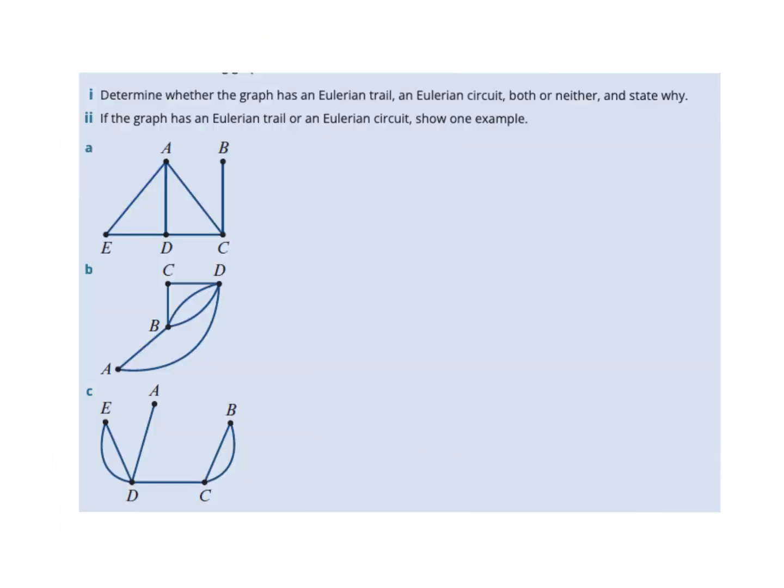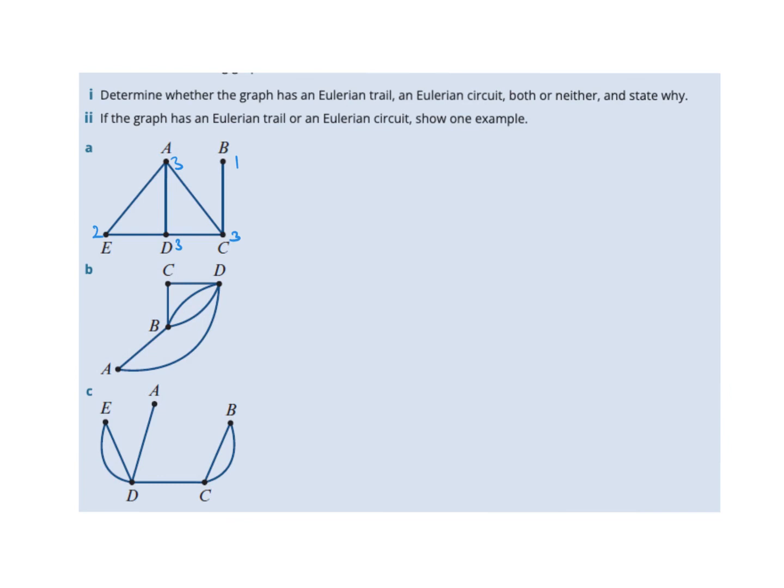Okay. So it says determine whether the graph has a Eulerian trail or a Eulerian circuit, both or neither, and state why the graph has a Eulerian trail and show one example. So let's have a quick look. We're still doing the same thing. So we've got 2, 3, 3, 3, and 1.